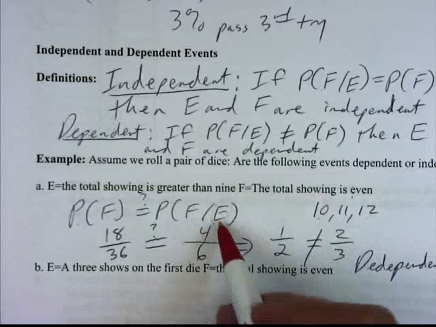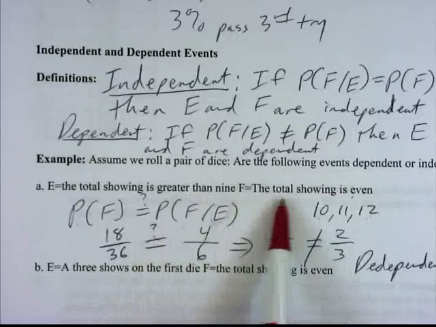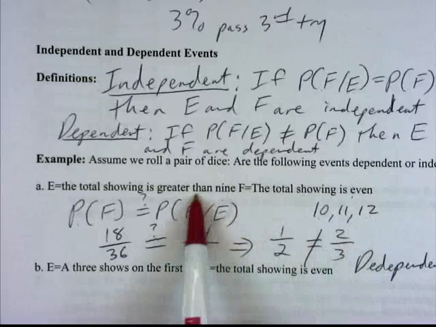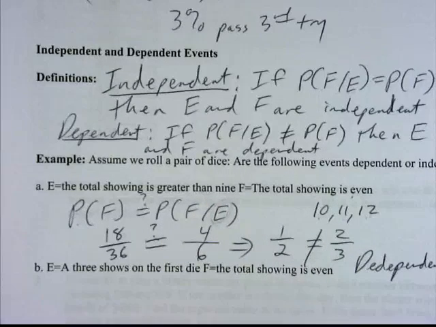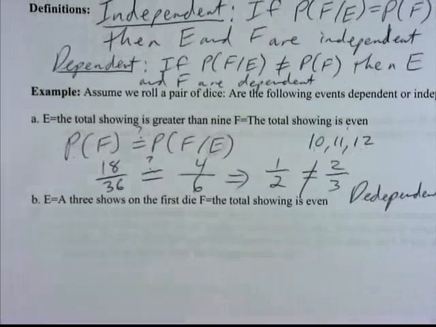which makes sense. All right, if we're saying that we're going to make sure that we've got a sum that's greater than 9, that's going to totally change what my other probability is. So those events are dependent upon each other.